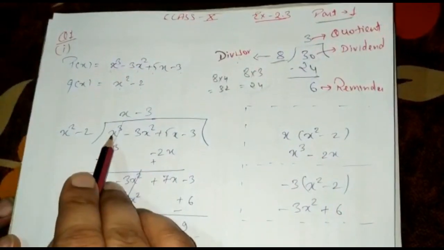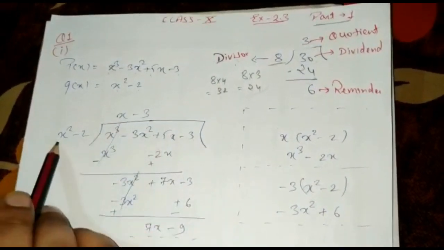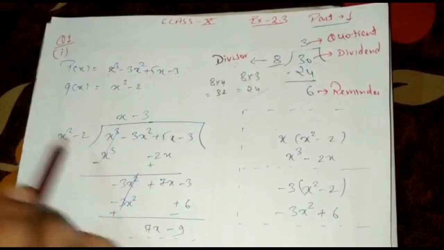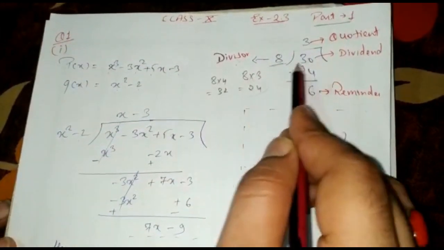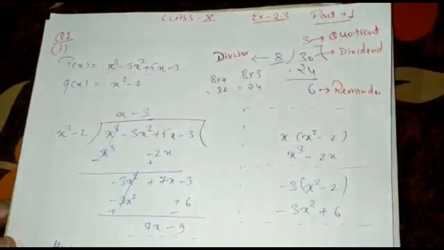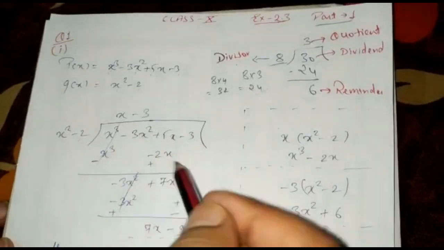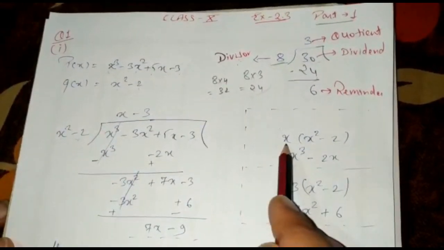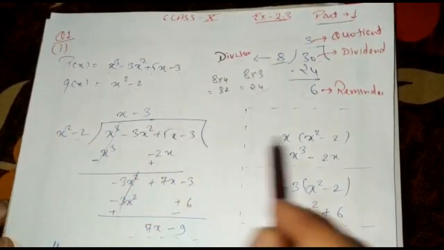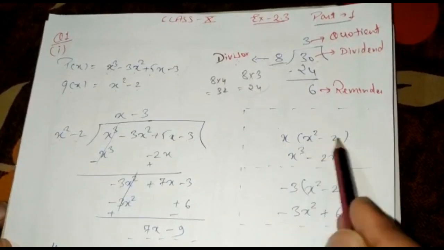So we have to write x cube minus 3x square plus 5x minus 3, and we have to divide it by x square minus 2. What we have to do here is multiply the divisor by some number which gives a term smaller than or equal to this. The same thing we have to do here, as we discussed in class 9th also. So we multiply x square minus 2 by x, so we get x to the power 3. So x square minus 2 multiplied by x gives x cube minus 2x.